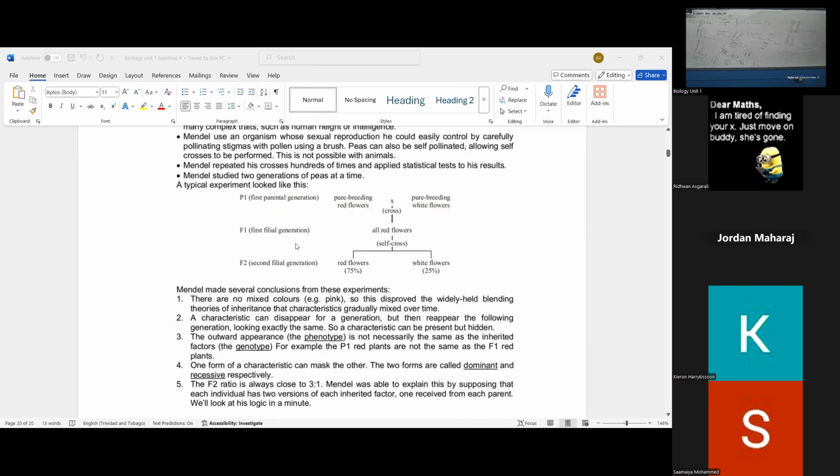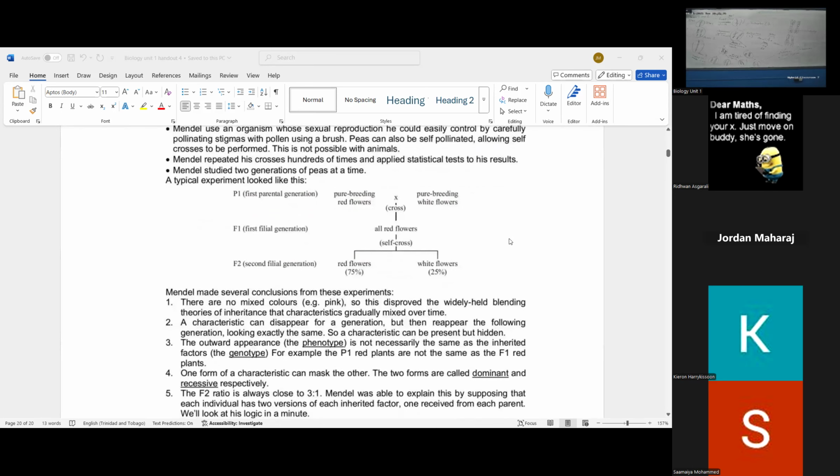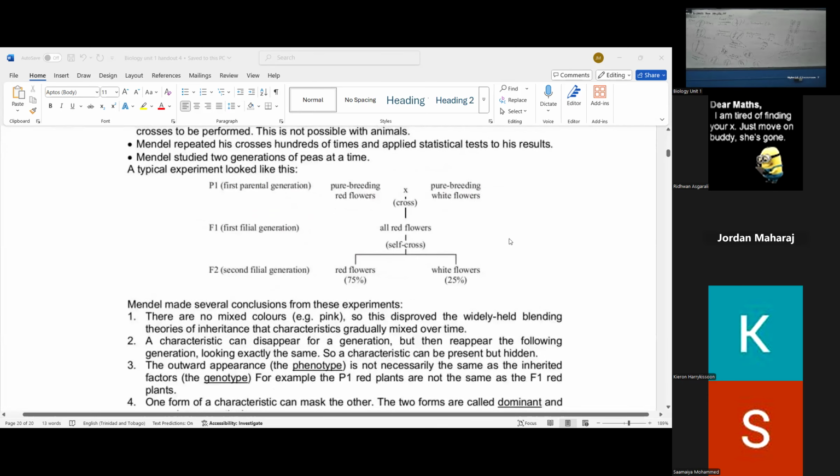So what did he do? He didn't do exactly this, but this is how his experiment would look. He would take two plants with different characteristics. This plant had pure breeding red flowers. When we say pure breeding, it means it only contains the alleles for red flowers. And he had pure breeding white flowers. Again, it only has the allele to give you white flowers.